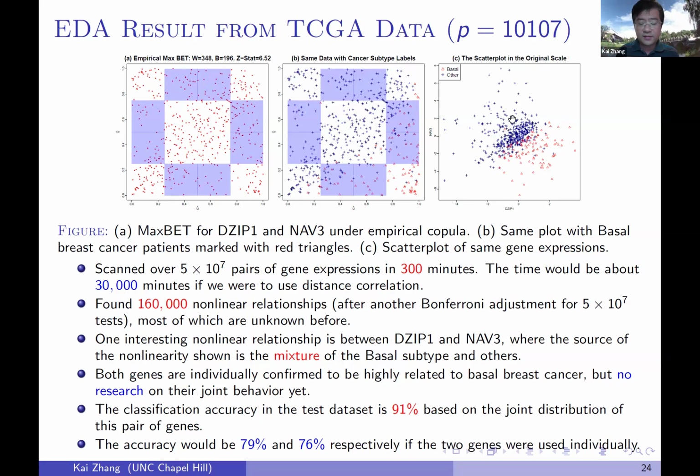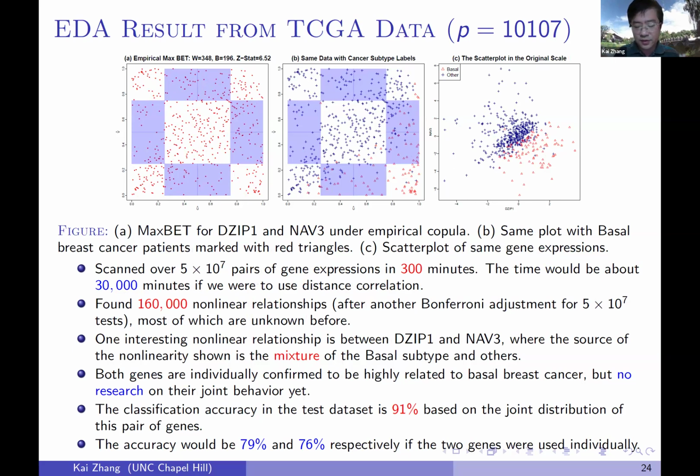So if the data collection is a mixture of subtypes, this mixture of distributions will create this nonlinear form of relationship, and we can capture it. We can then track back to see what's driving this relationship. The interesting biological fact is that both of these two genes have already been individually confirmed to be highly related to the basal subtype of breast cancer. But back then there was no research on their joint behavior in this breast cancer yet. So this EDA is suggesting we should do that kind of study.